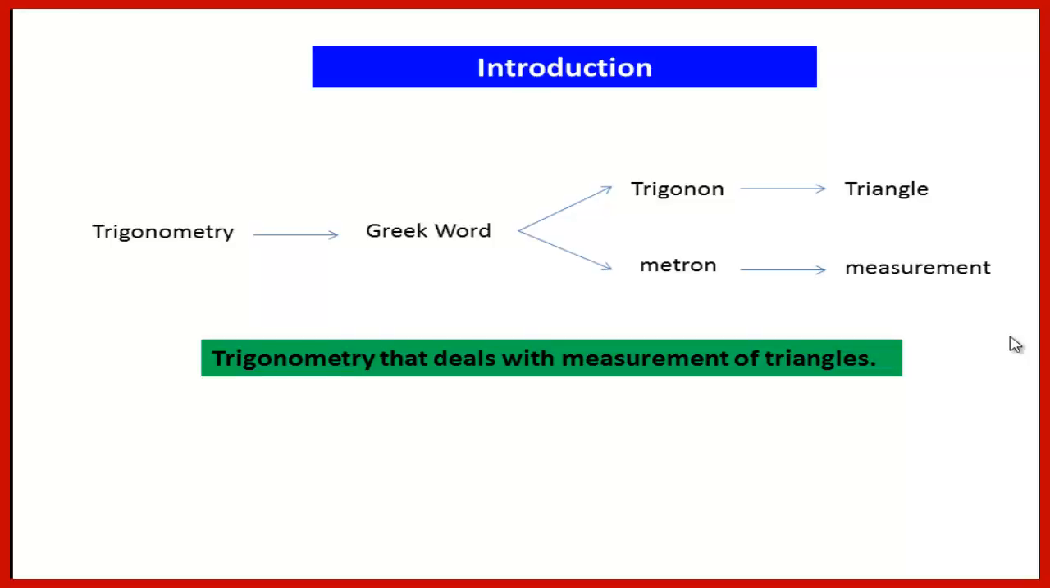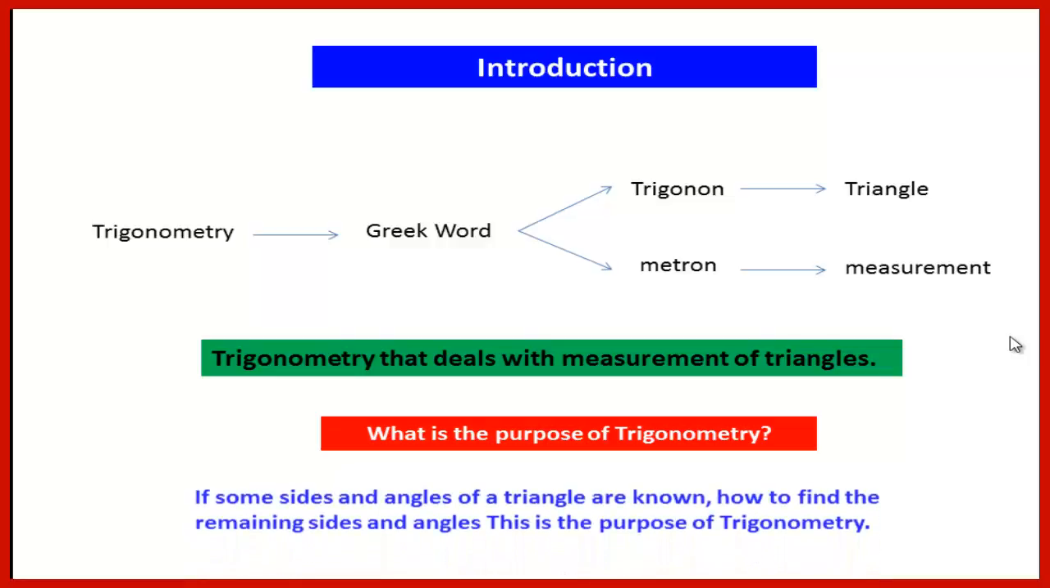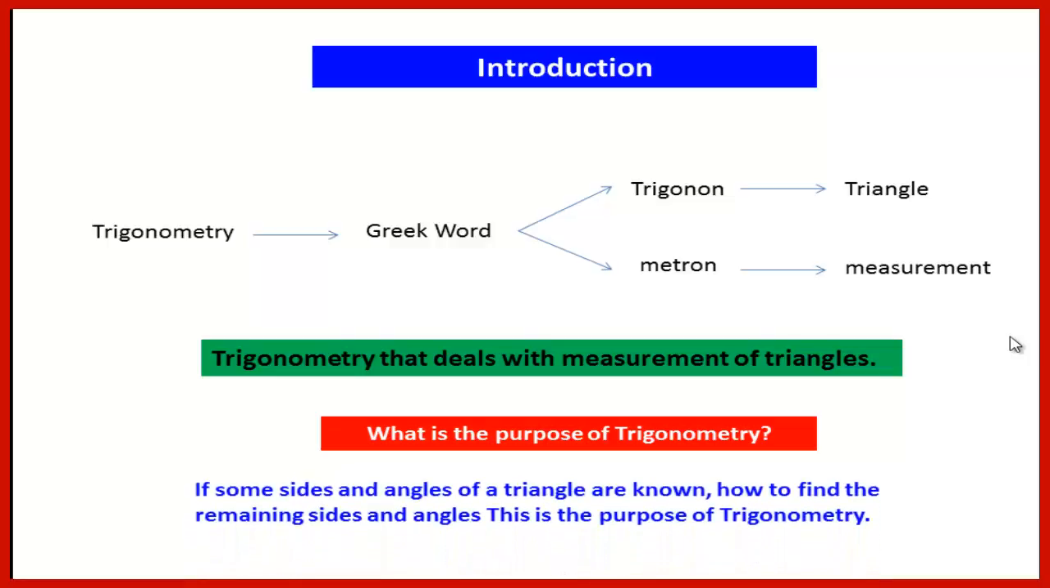Now here you come to know that trigonometry deals with the measurement of triangles, then definitely a question comes to your mind: what is the purpose of trigonometry? The purpose of trigonometry is that if some sides and angles of a triangle are known, then how to find the remaining sides and angles. This is the so simple purpose of trigonometry.